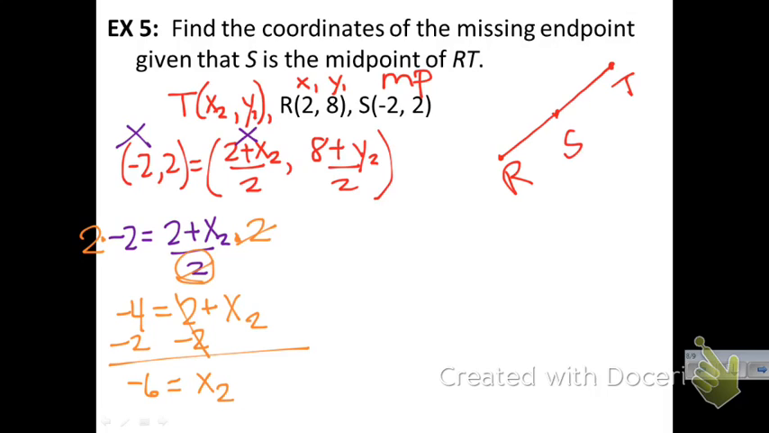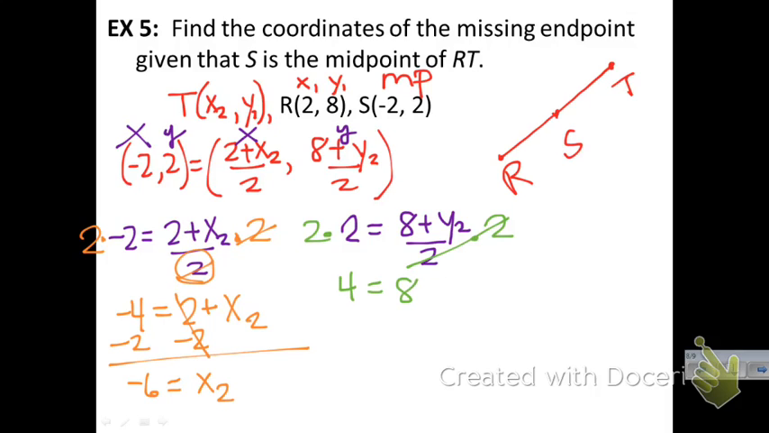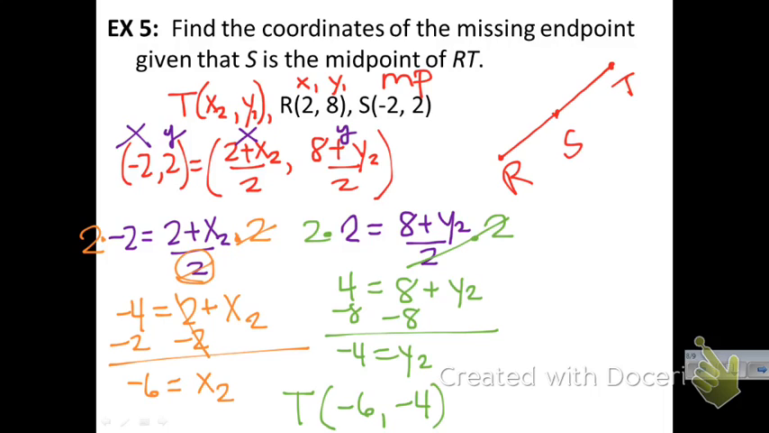Okay, so we're going to do the same thing with our y's. We're going to set our y values equal. So we have a 2 from that ordered pair is equal to 8 plus y sub 2 divided by 2. And then we'll follow that same process. We'll eliminate this 2. To eliminate it, we multiply by 2, and those will divide out. So we get 2 times 2 on the left equals 4, and 8 plus y sub 2 on the right. We subtract our 8, and we get -4 equals y sub 2. So we then have our ordered pair, T, at -6, -4.